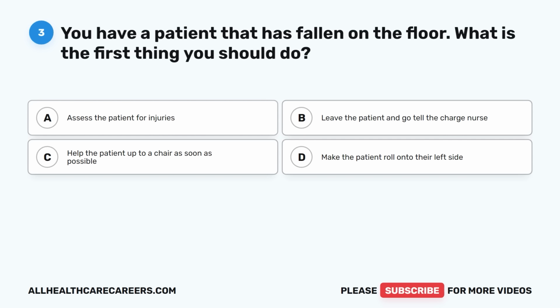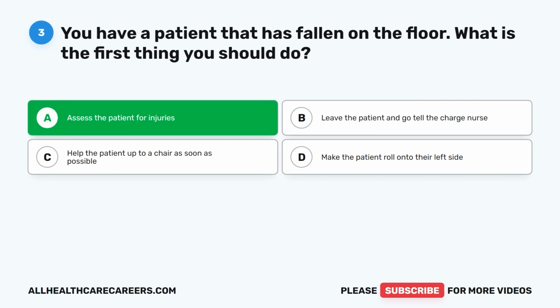Question 3. You have a patient that has fallen on the floor. What is the first thing you should do? A. Assess the patient for injuries. B. Leave the patient and go tell the charge nurse. C. Help the patient up to a chair as soon as possible. D. Make the patient roll onto their left side.